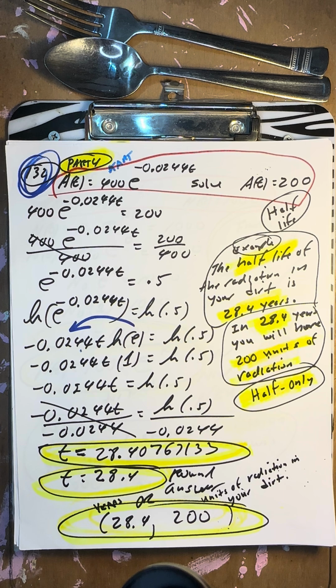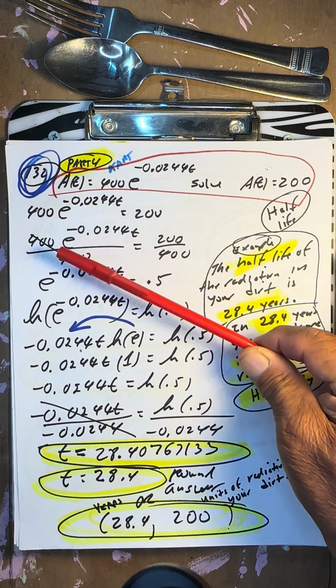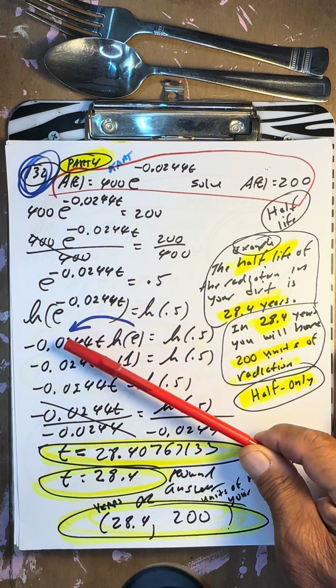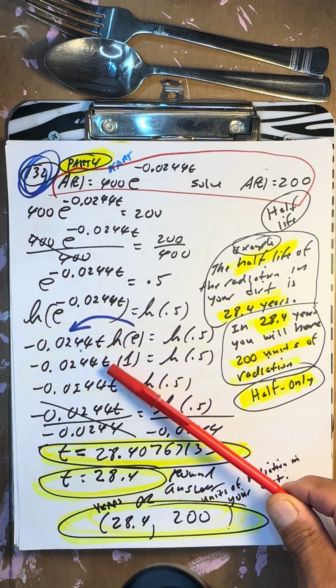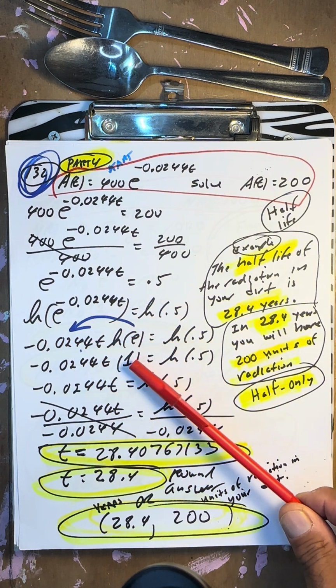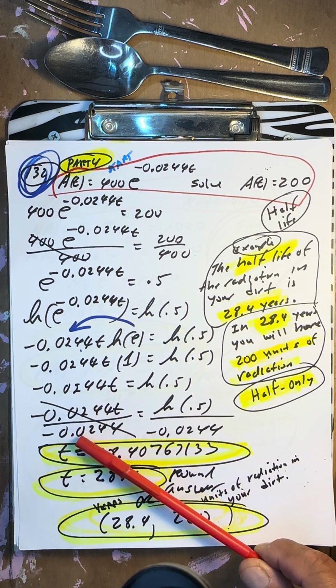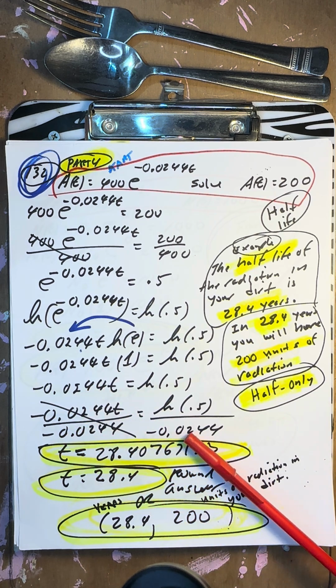No, it doesn't affect your dogs and cats, or you. So now when is it going to be 200? Again, set it up equal to 200, divide by 400, 0.5, ln. The power goes to the front, ln of e is 1, so 1 times that is the same thing. So now divide by negative 0.0244, negative 0.0244, it cancels out. And then this, is it done in the calculator?